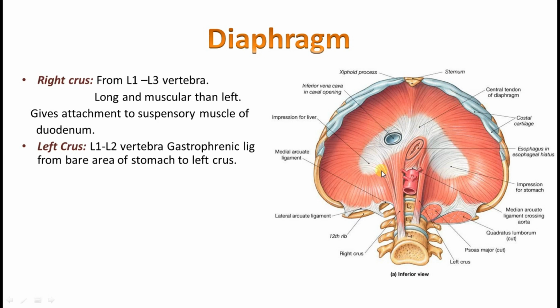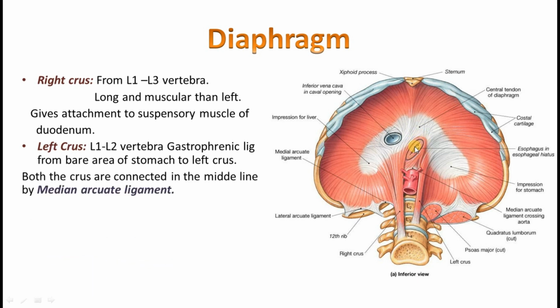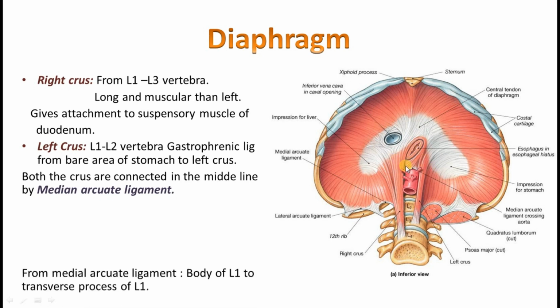Both crura, the right crus and the left crus, are connected in the midline by the median arcuate ligament. This is the medial arcuate ligament, this is the median arcuate ligament. Not only that, we can see the right crus also splits to enclose an opening, which is the esophageal opening. So the median arcuate ligament connects the two crura.